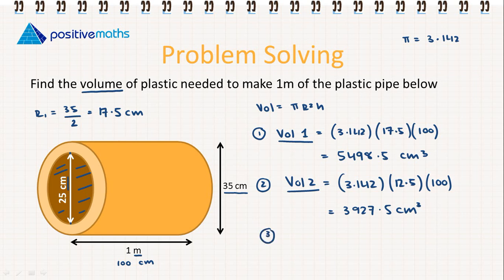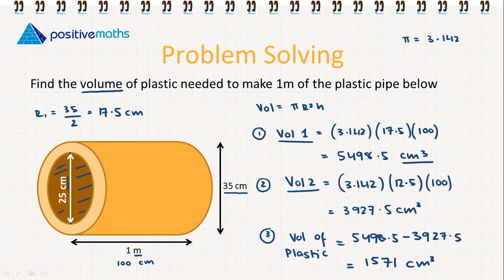Okay, so the third part then of this question is finding the volume of plastic. So the volume of plastic that we need is going to be equal to volume 1, which is 5498.5, minus the volume of the inside. So the volume of plastic is 1571 centimeters cubed. So just being careful that we're always using the correct units. So for volume, it's centimeters cubed.